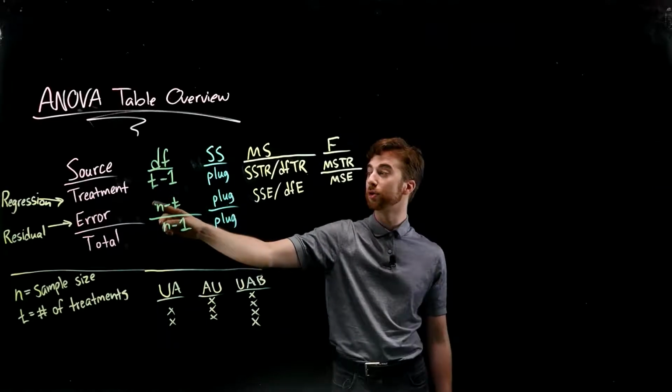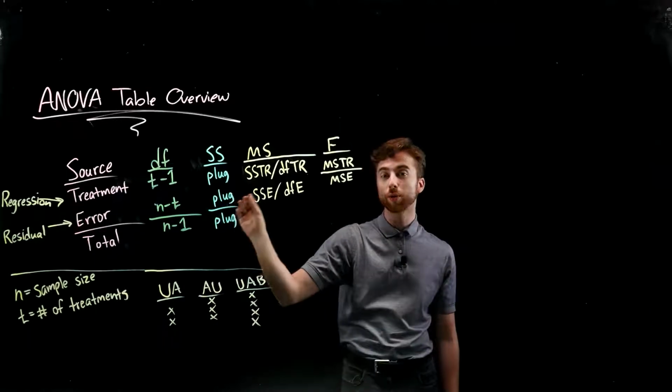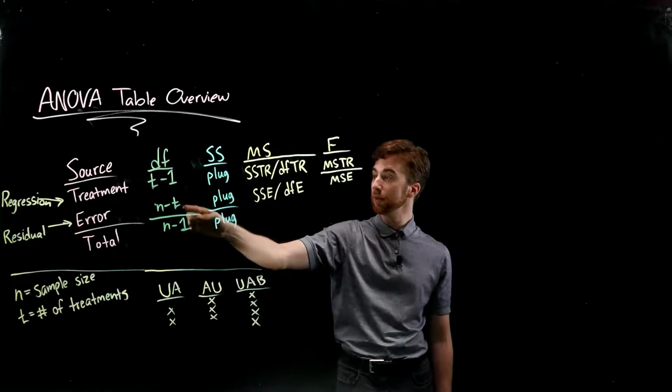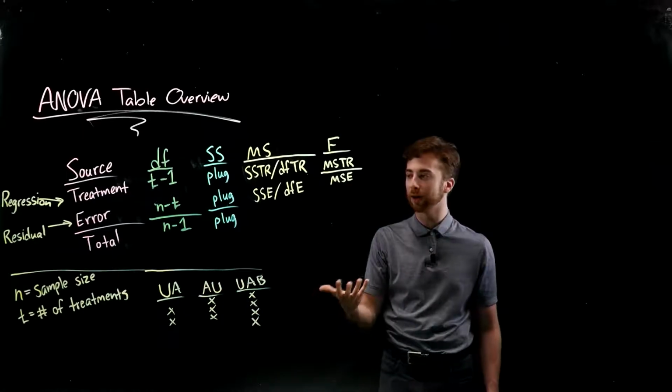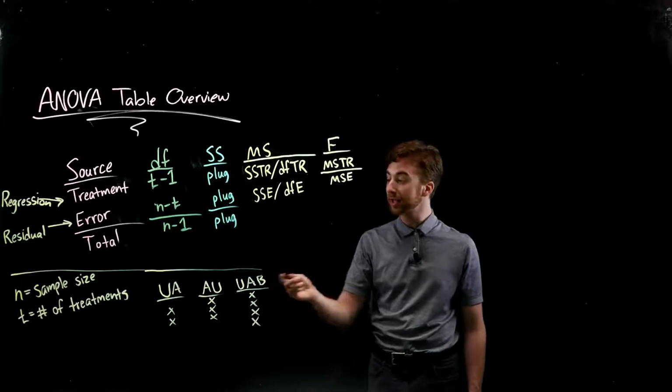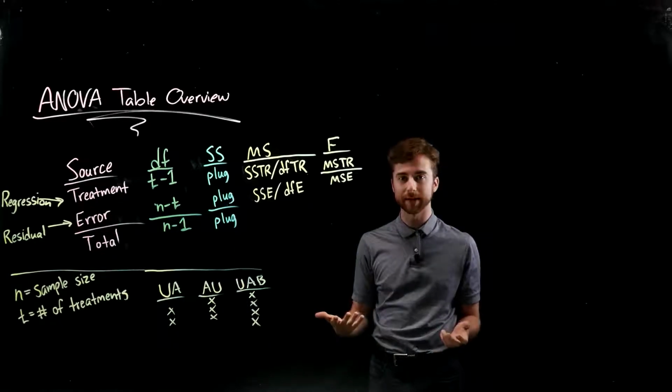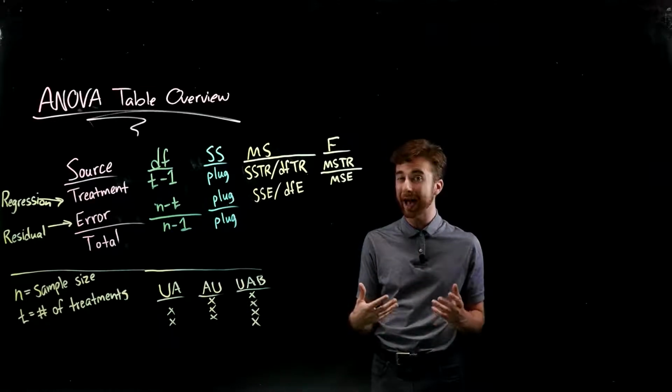As far as your degrees of freedom error is concerned, that's going to be n minus t. So t is the same t. It's the number of treatments. In the way this is set up, it would be the number of columns. As far as n is concerned, that's just the number in the sample, like the sample size. That's one of the most fundamental variables you have in statistics.